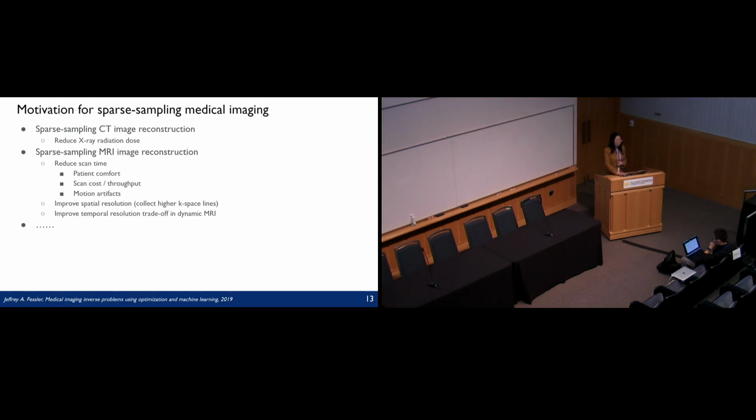So overall, the motivation for us to care about sparse sampling medical imaging, for example in CT and in MRI reconstruction, is that we want to reduce the radiation dose, we want to reduce the scanning time, or there could be other things like improving the spatial resolution or the temporal resolution in MRI scanning with dynamic imaging. So there are a lot of reasons from the clinical, medical applications why we care about this specific area, what we call sparse sampling medical reconstruction.